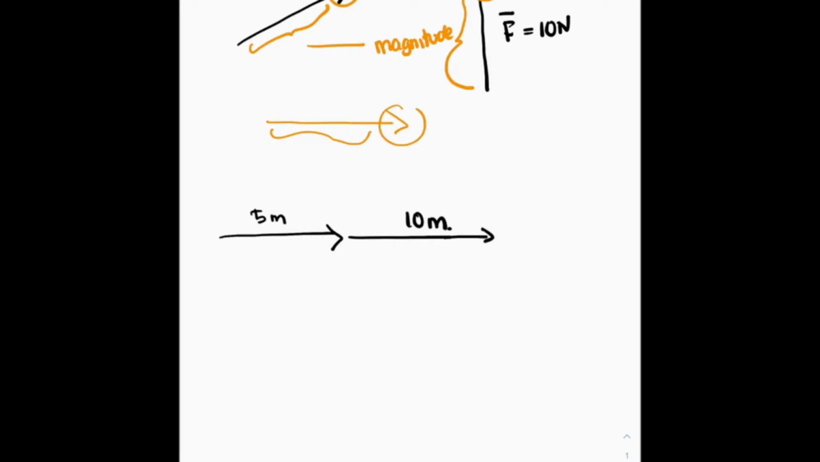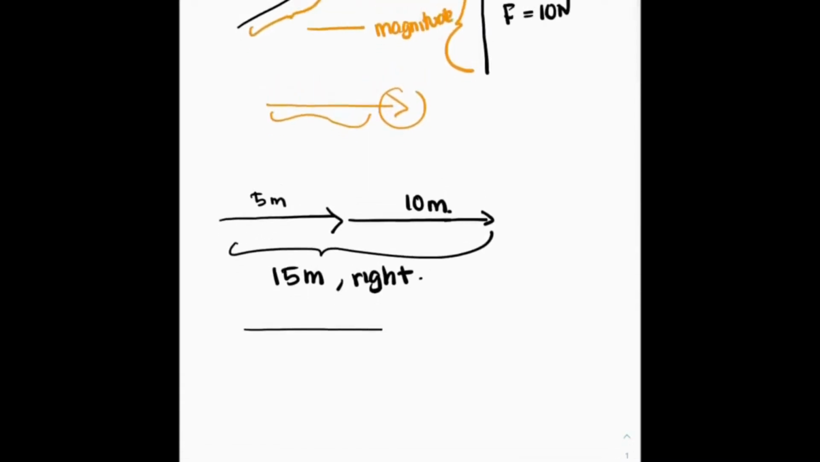So, if the question was, what is the total displacement made by you? We are going to simply sum these two, to get our total displacement of 15 meter. In which direction did you move? Because displacement is a vector, you move to the right. 15 meter to the right.